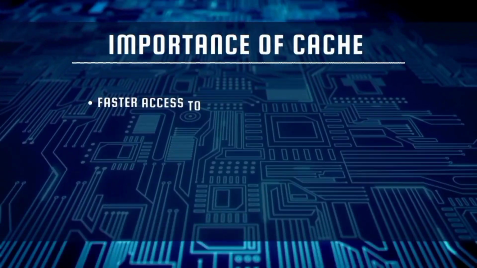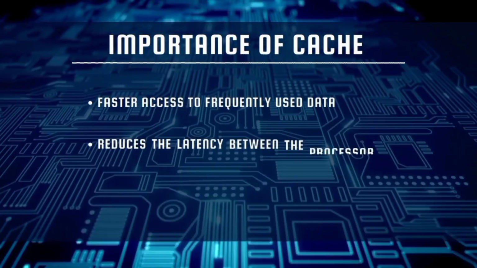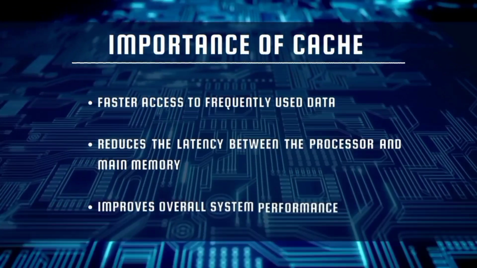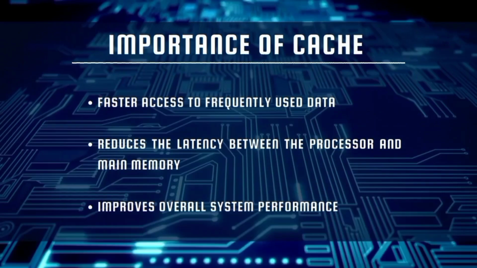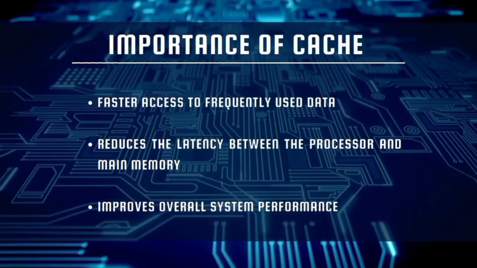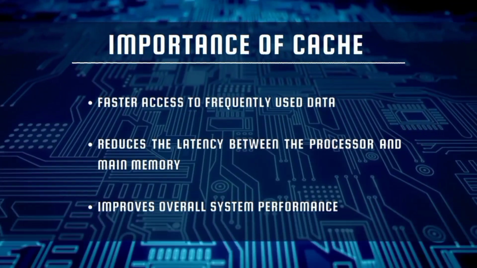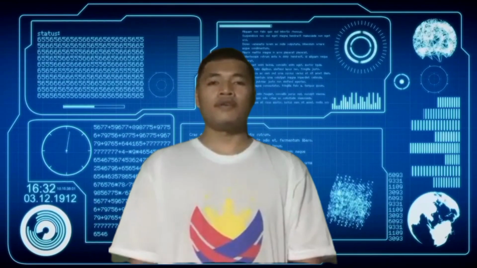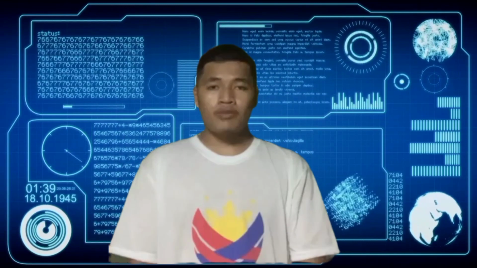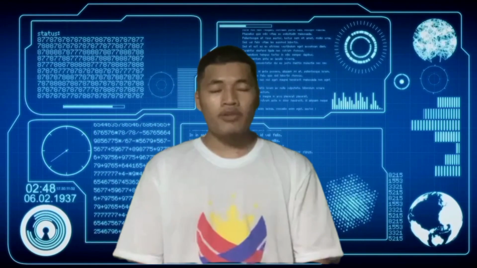And here is the importance of cache. First is faster access to frequently used data, second, reduced latency between the processor and the main memory, and third, improved overall system performance. So these are the three main importance of cache memory. That's all for memory system. Memory system is one of the topics to be discussed in the subject microprocessors.